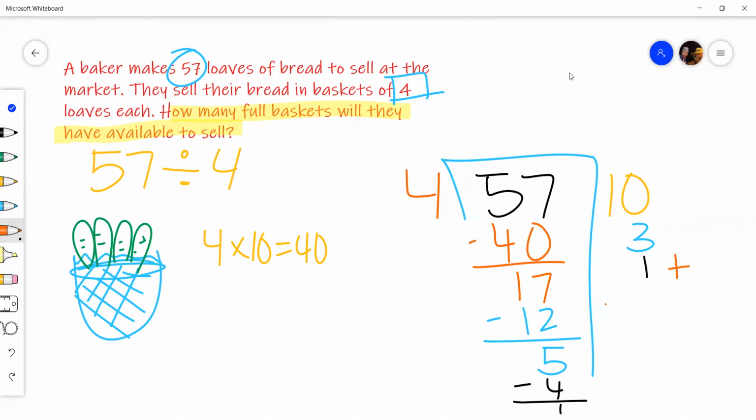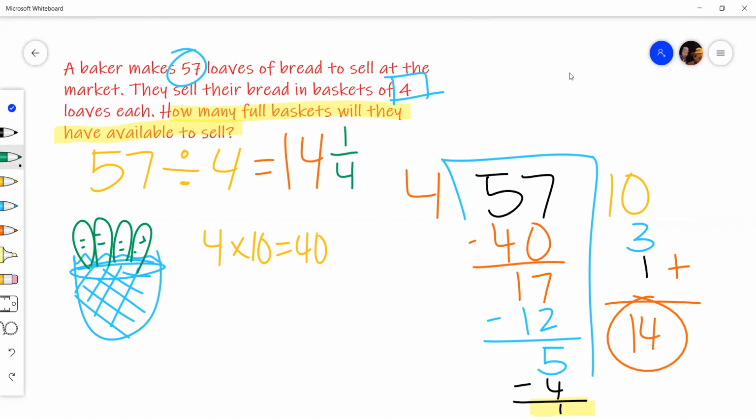Cool. So if we think about the math itself, we have 14 wholes, and then we have 1 out of 4 left over. We have 14 and 1/4. So if we take these 57 loaves of bread and we put 4 in a basket for sale, we know we're going to have 14 full baskets, and then we're going to have 1 loaf left over. So we're going to have a basket that just has 1 loaf out of 4 in it, right? Just 1, but normally we have 4.